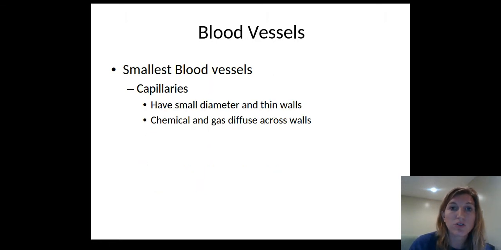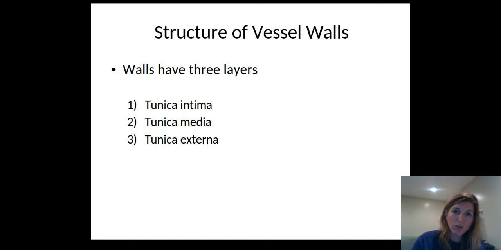The smallest blood vessels are the capillaries, where the gas exchange takes place. They have a very small diameter, very thin walls, and that's going to allow for the gas and chemicals to diffuse across. The overall structure of vessels, you're going to see this structure revisited in future chapters. There's an inner layer, a middle layer, and an outer layer. Tunica intima is the inner layer, tunica media is the middle layer, and tunica externa is the outer skin, if you will, of a blood vessel.